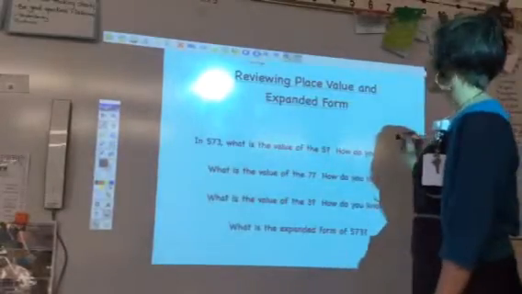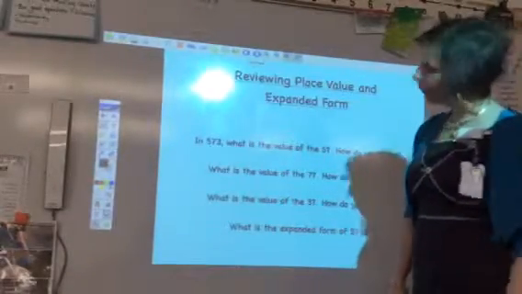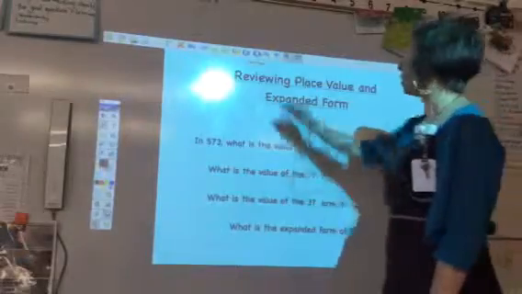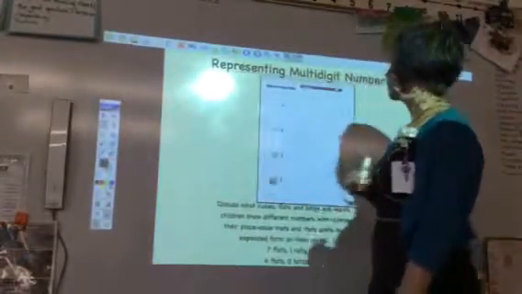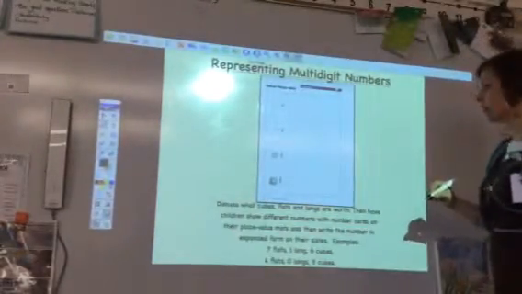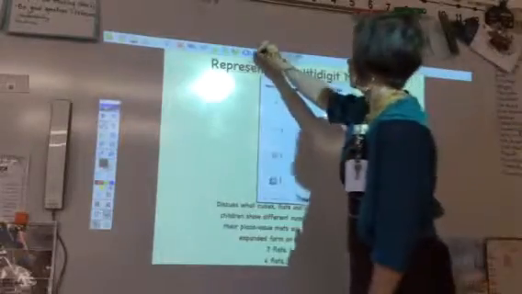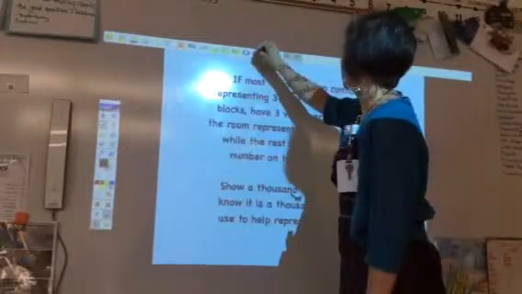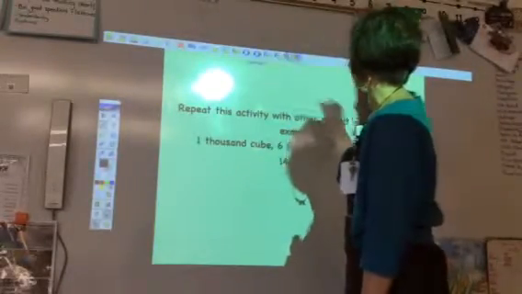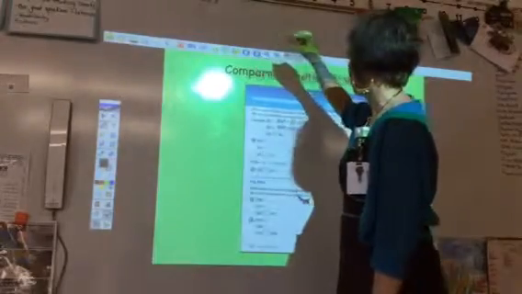Okay, reviewing place value in expanded form. We've been doing that all year. We already talked about that. We already know what expanded form is. But this is what you're going to be doing here. I'm going to pull it forward because we are so good.